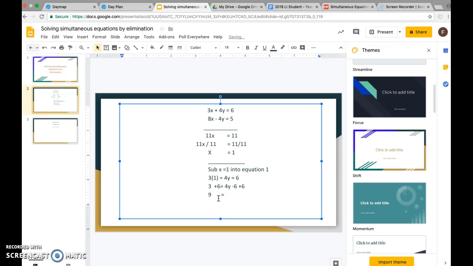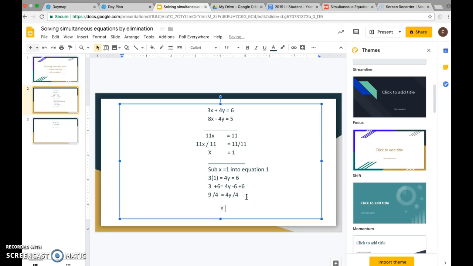and then all I have to do as a final step is divide this by 4, because 4y is 4 times y. To get rid of that 4, I just divide by 4. If I divide that side by 4, of course I have to divide this side by 4. So y is just equal to 9 over 4. And I can write that as y equals 9 over 4.